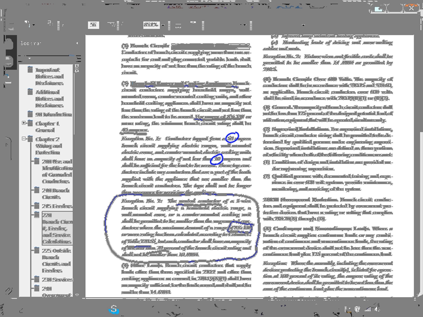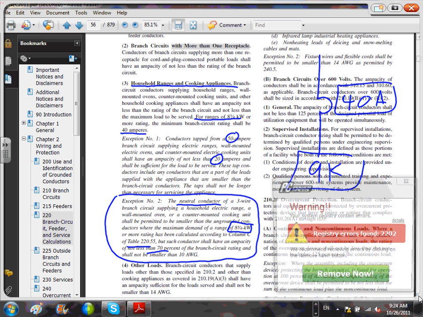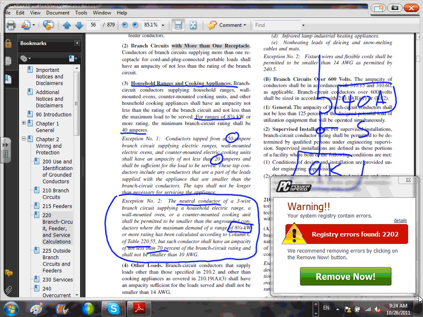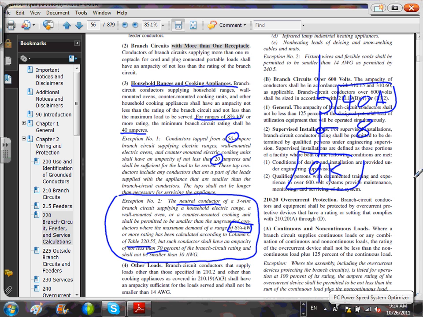So what does that mean? Meaning here's my range. Suppose I have a range of 9 kW, 9 kW is more than 8 3/4, this must be at least 40 amp. That's what this is telling you. At least 40 amp. And then the conductor has to go with 40 amp, probably would be number 8 conductor. That's what it's telling you.